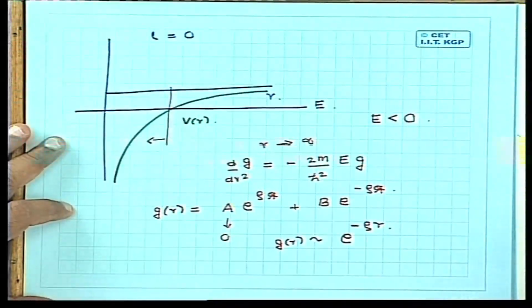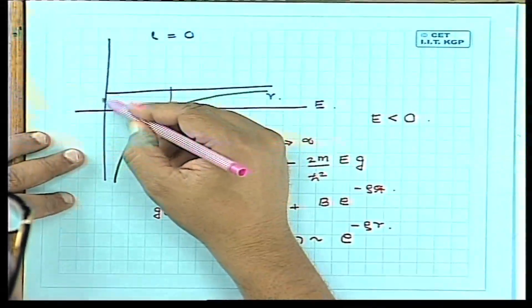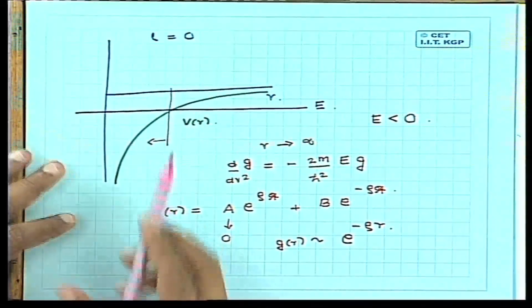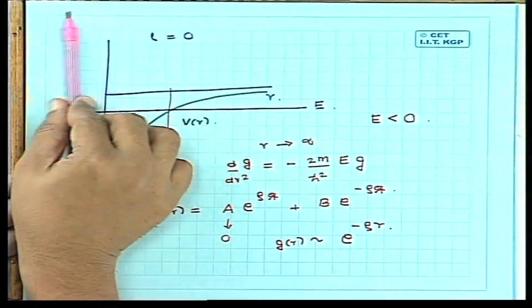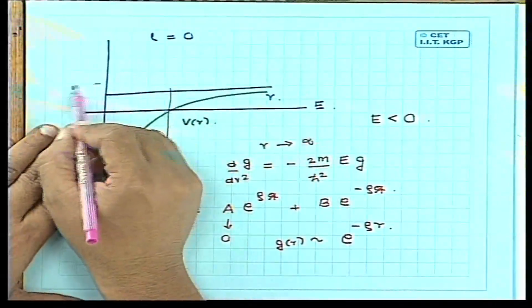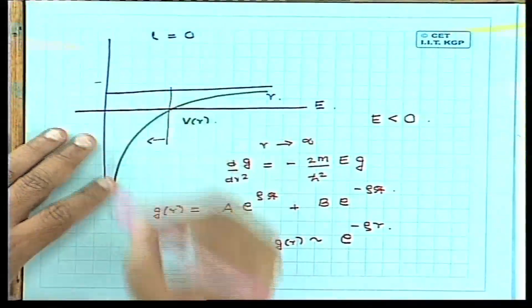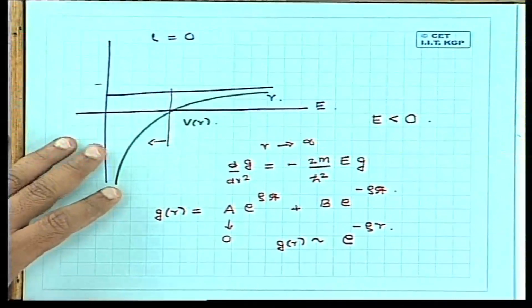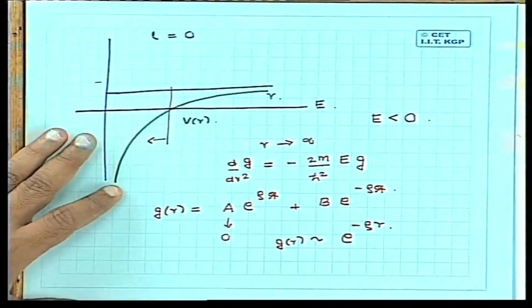In addition, the wave function also has to disappear at the origin because the potential jumps to infinity on the left hand side. So the wave function should disappear here, at the origin also. So based on this, now we can work out what the wave function looks like.